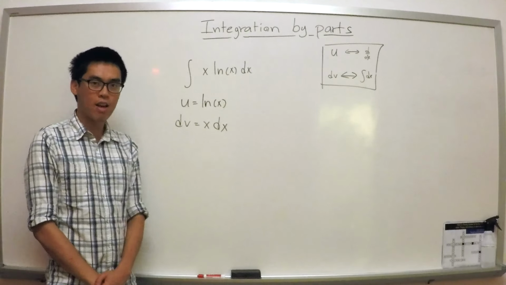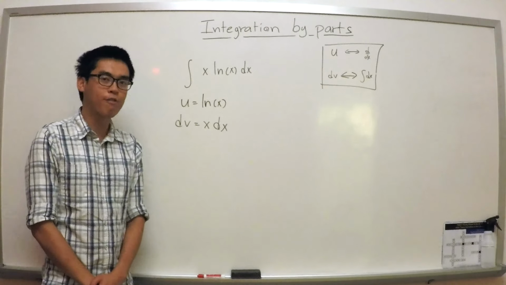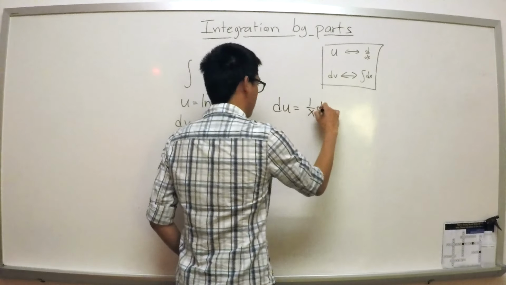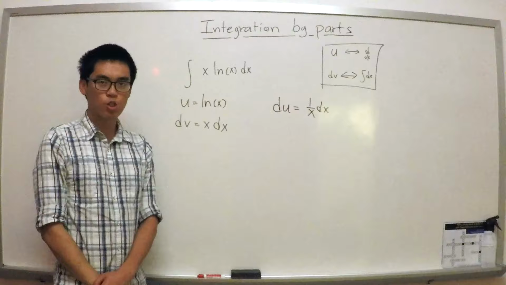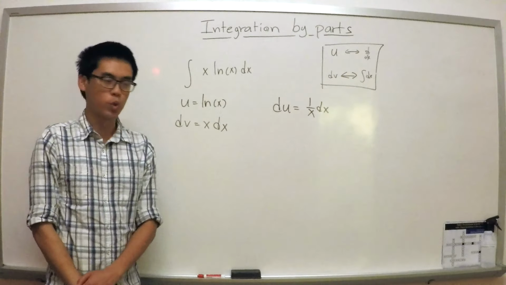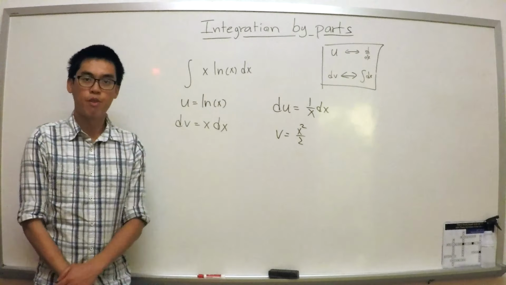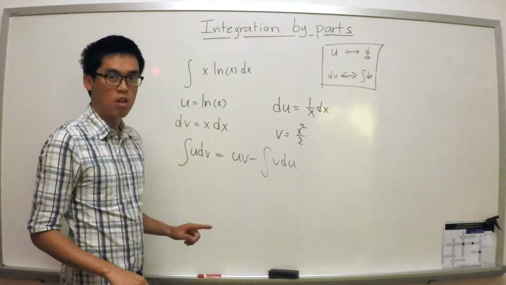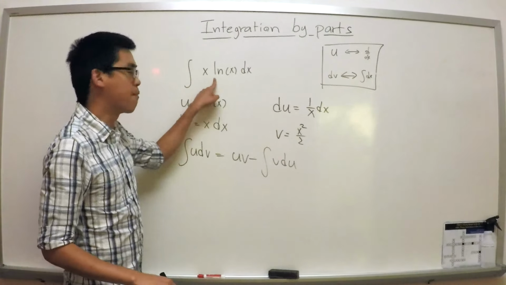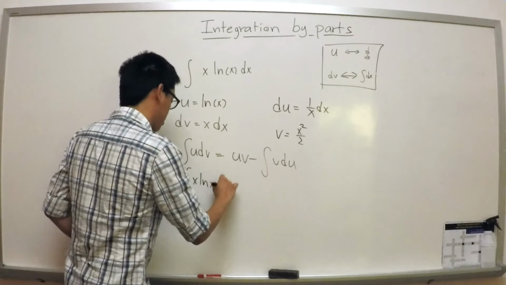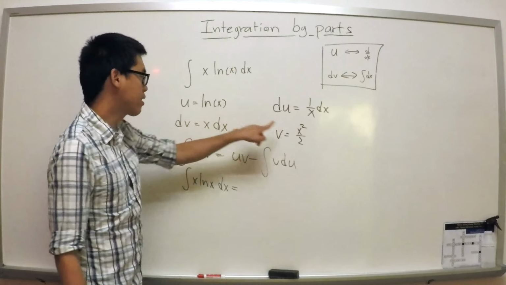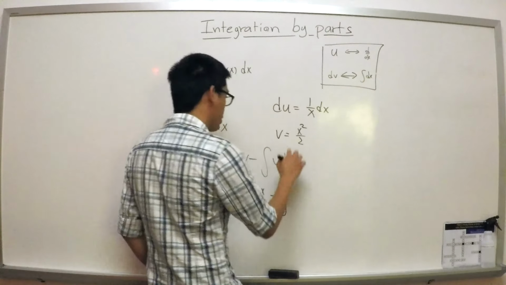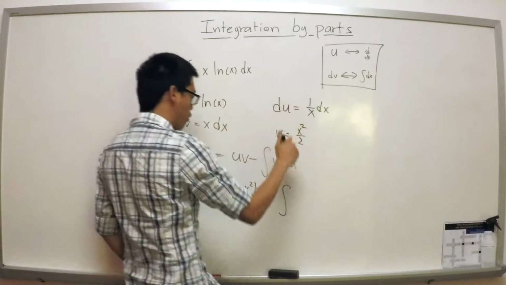Alright, u is ln x. So counterpart of that is du, which is 1 over x dx. dv is x dx, so v is x squared over 2. Then you combine everything to integration by parts formula. Left hand side should be the same as your original question. uv will be just ln x and x squared over 2, and minus integration of v du, which just be x squared over 2, 1 over x.